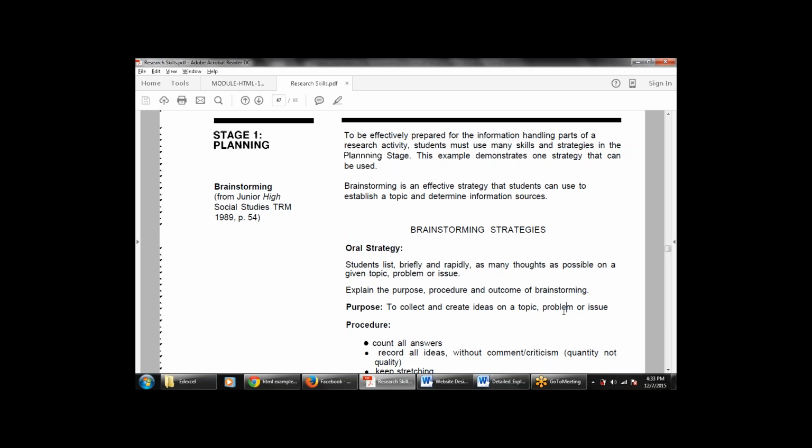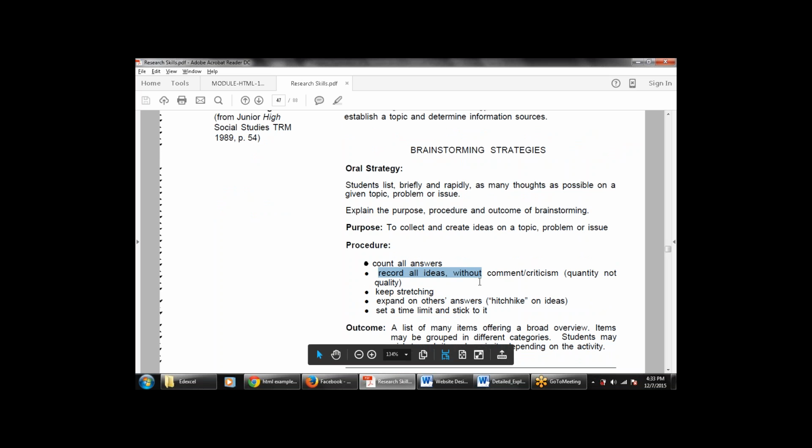Now what is the procedure that is followed? The first part is to count all the answers. Then the second part, record all the ideas without any comment or criticism. That means give the quantity, not the quality. Then keep stretching, which means keep on going. Then expand on others' answers, that is, build on the idea.